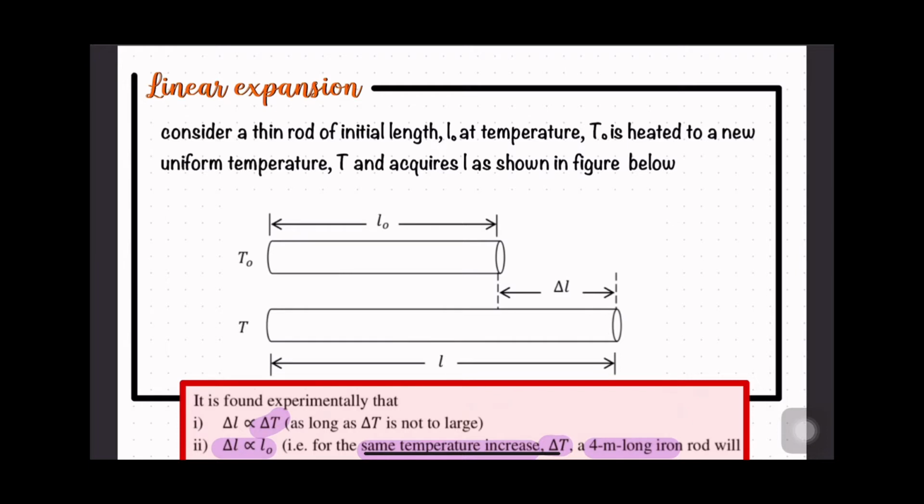Okay, based on linear expansion, we consider a thin rod of initial length L0 at temperature T0 that is heated to a new uniform temperature T and acquires length L, as shown in the figure below. So if you can see, when the initial length is heated to a certain new temperature, it will increase in length. Okay, so it will produce a new length. So when we want to calculate the change in length, you take the new length minus the actual length, and you will get delta L. So here you can see there is linear expansion.